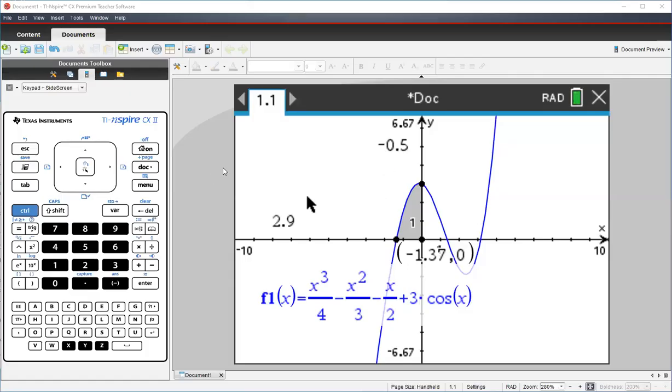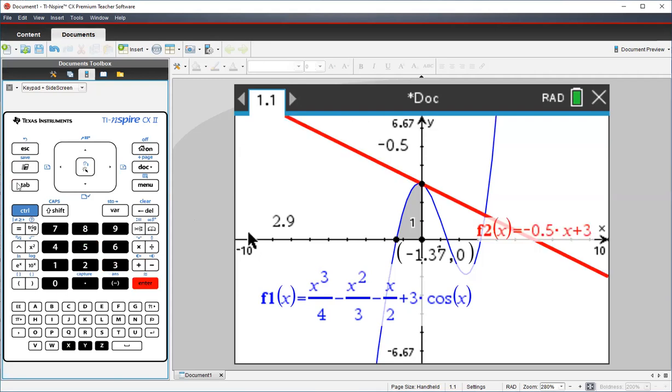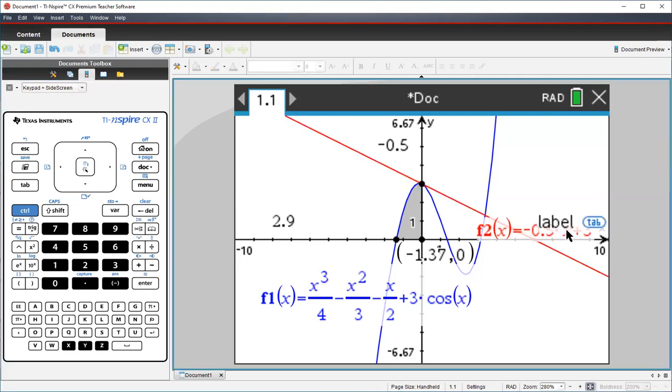All right. So now I'm going to enter that line. So I'm going to press Tab to enter a new function, and it's going to be negative 0.5x plus 3. All right. So that does, in fact, look like it's tangent here. And once again, I'll drag this off to the side.